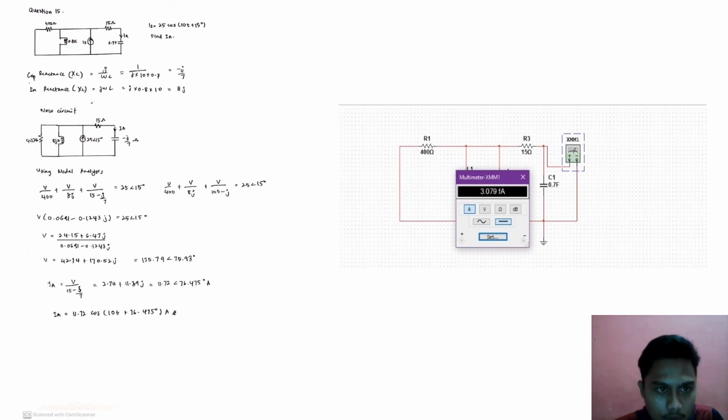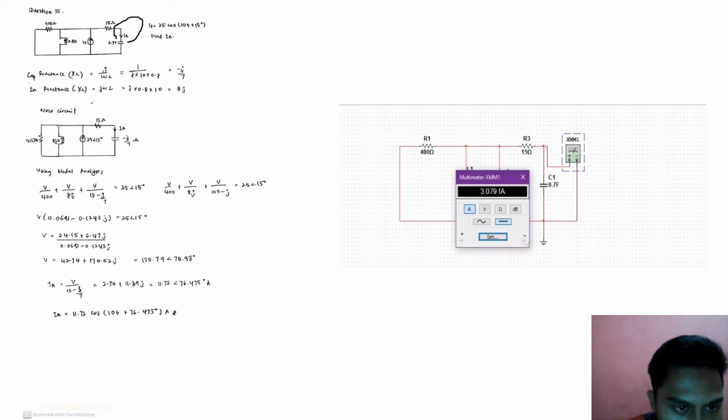Next is question 15. Question 15, IS equal to 35 cos 10t plus 15. Find IA. We have the same formula as question 10, capacitive reactance and inductive reactance. We calculate the capacitor: 1 equal to j times 10 times 0.7 and get negative j per 7. For the inductive reactance, j times 10 times 8 and get 8j.